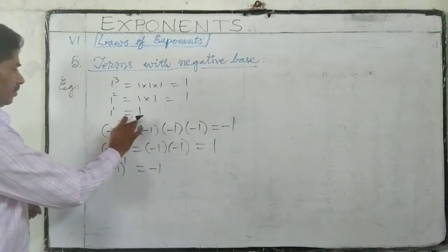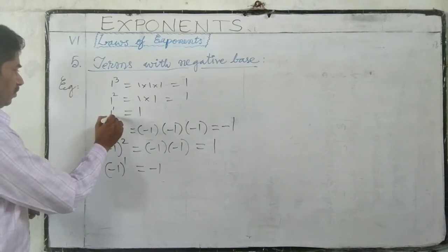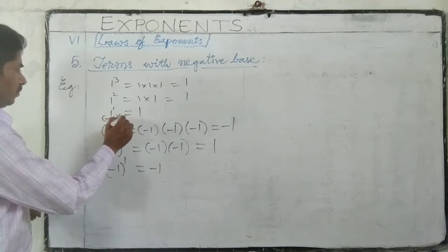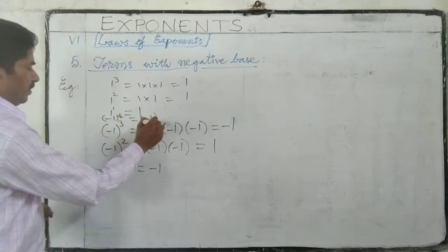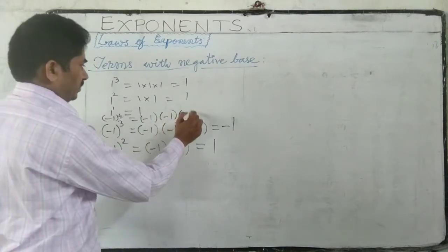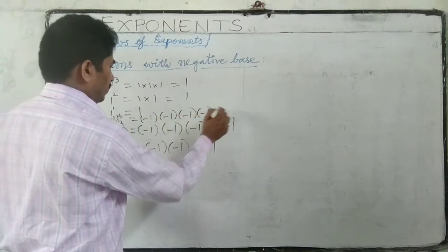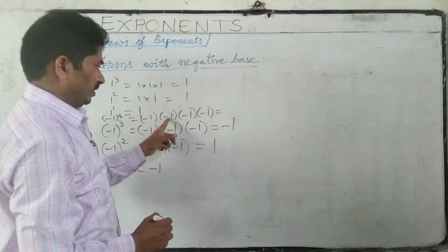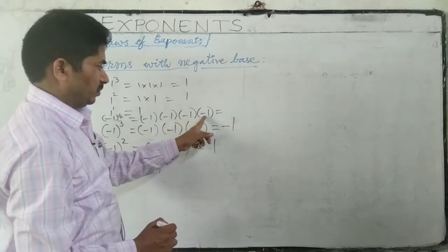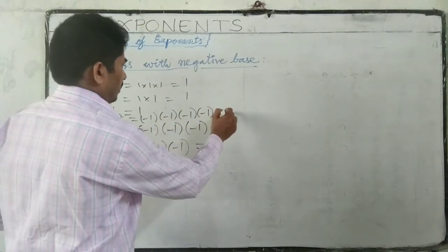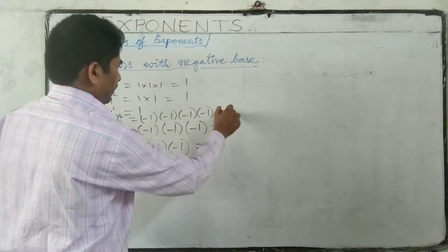And also we have to write minus 1 whole to the power of 4, which is minus 1 into minus 1 into minus 1 into minus 1. Minus into minus is plus, plus into minus is minus, minus into minus is plus, so plus 1.